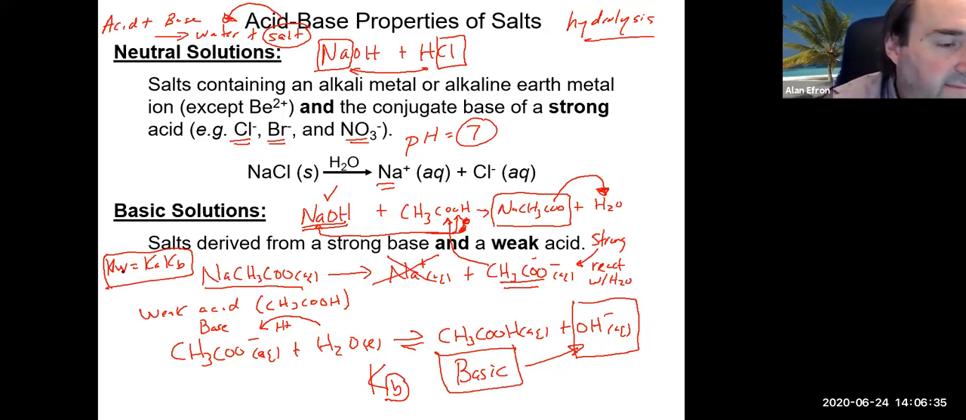So essentially, if you have a salt that came from a strong base and a weak acid, it will produce a salt that goes through hydrolysis, which means one part of the salt will continue to react with water. When it reacts with water, it's going to react as a base and accept an H+. And the important part is you're going to produce hydroxide ions, and it's going to give you a basic pH. Any questions on any of that?